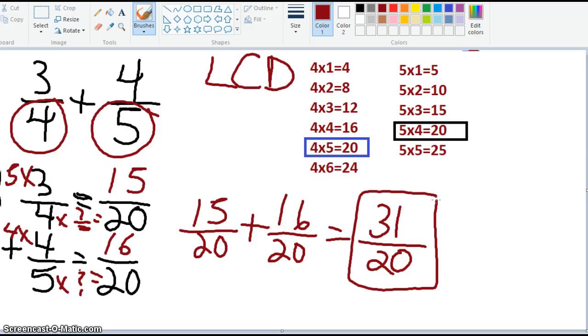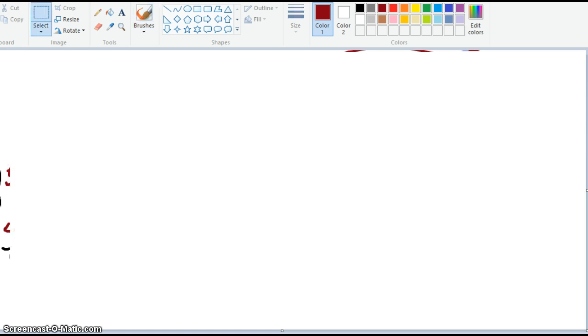Now, this is a great way that you can find the lowest common denominator. If you don't know, always write your multiplication tables to the side on some scrap paper, kind of like what I did up here, and you can easily identify the lowest common denominator. Okay, let's do one more.